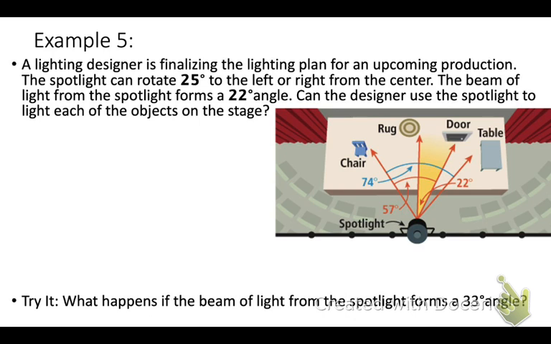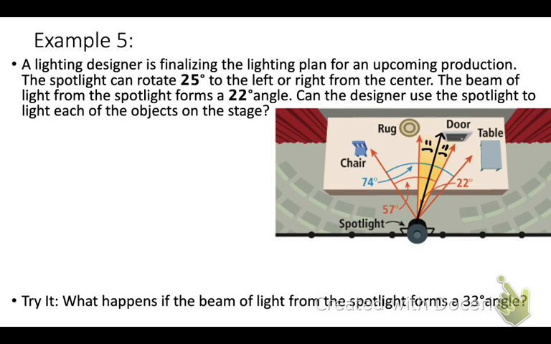Mm-hmm. So if I were to divide this light, because when it rotates to its 25 degrees, it still has light on the other side of the center of the spotlight, correct? Mm-hmm. So in the middle of it, how much is each side of it? How much is here, here, and here? 11? I guess. Well, if it says 22, yeah, so it'd be 11.